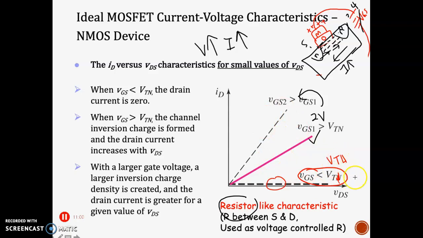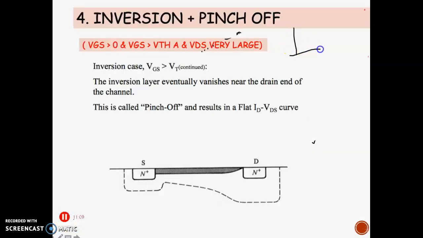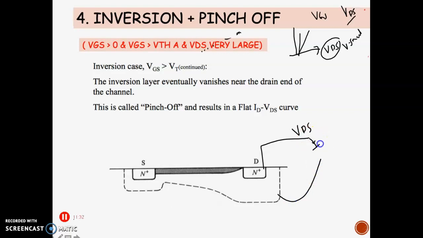So at this part, when your VDS is very small, your MOSFET behaves like a resistor. VGS is at the gate, and we have another voltage that is called VDS. This only happens when your VDS is very small. Where is your VDS? You apply your voltage from the drain to your substrate. Let's say you apply very small, so it will not affect anything in the bridge, in the electron inversion layer. But what will happen when your VDS becomes very big?